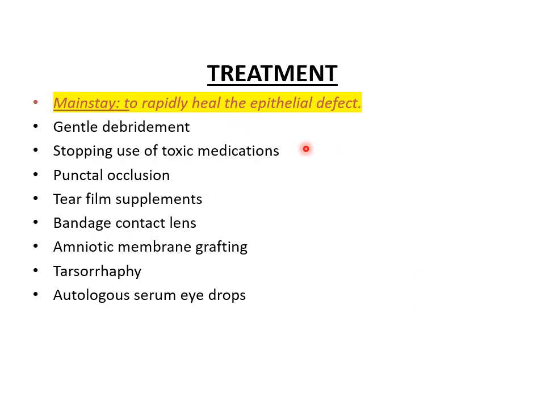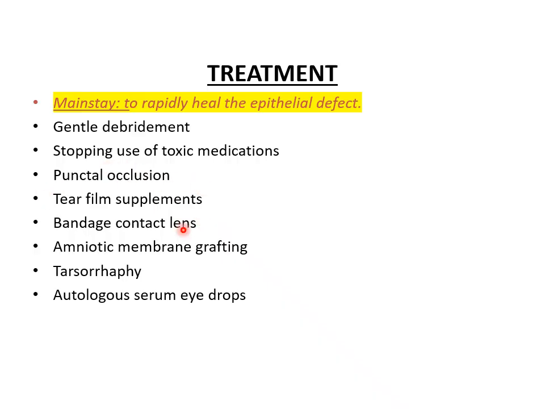The mainstay of treatment of a metaherpetic ulcer or neurotrophic keratopathy is to protect the corneal surface and remove any underlying cause that is preventing the epithelium from healing. So we can do a gentle debridement. Stop the use of toxic medications. Sometimes it is the topical antivirals themselves which are not allowing the epithelium to heal. So stop these medications temporarily. Observe the patient, it might improve.